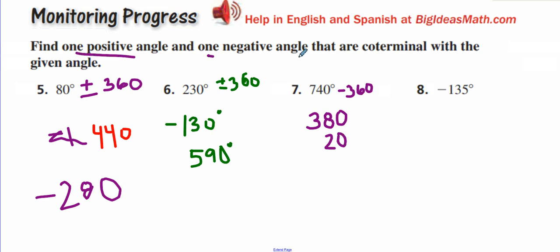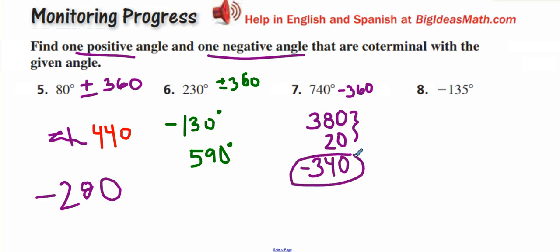So those are both coterminal, but it doesn't satisfy the question, which is asking you to find one positive and one negative. Well, these are both positive. So we're going to hit that again, minus 360. That's going to get me down to negative 340 right there. So if I needed one positive and one negative, pick one of these, I don't care which one. And again, if you really wanted to go above and beyond and be weird, you could just subtract 360 again, but I don't recommend it.